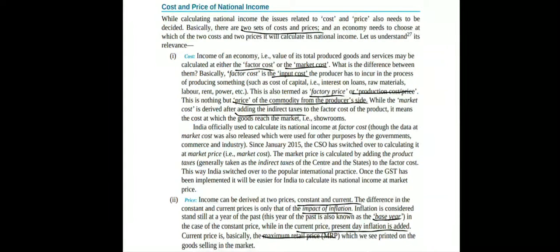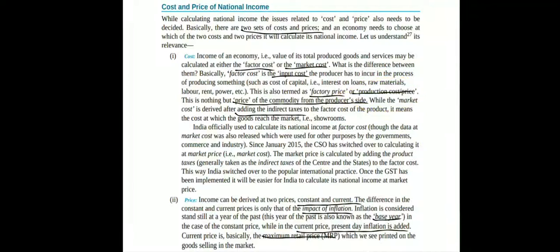See, there are two sets of costs and two sets of prices. We had two sets of costs, that is factor cost and the market cost. So what is factor cost? It is the input cost. What is input cost? When the producer produces a commodity, a good, he has to incur costs in the process of producing. What can be all those costs that are incurred here? They can be the cost of capital, that is interest on loans, raw materials, the cost of labor, hiring labor, the rent paid, or the electricity that's consumed, and everything and anything that's incurred in the process of producing something are the input cost or the factor cost. It's also called the factory price or production or cost price.